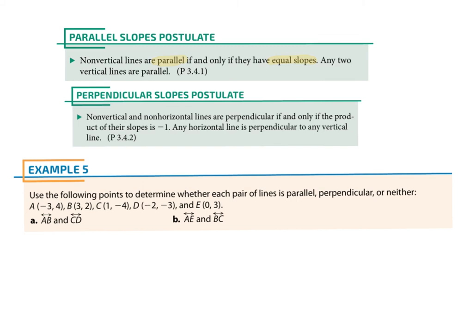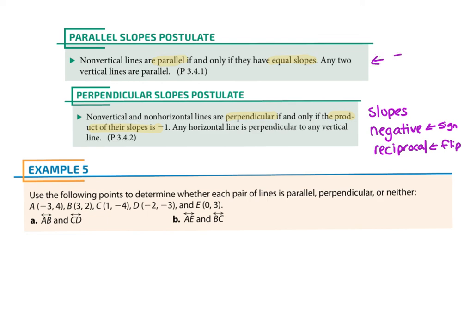Non-vertical and non-horizontal lines are perpendicular if and only if the product of their slopes is -1. Here's how you can tell if it's going to be -1. Another way to look at it is the slopes are going to be negative reciprocals of each other. All right, which means the sign is going to change and you are going to flip it. So you will change the sign and flip it. Then it means it is perpendicular.